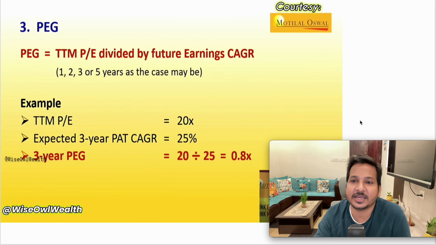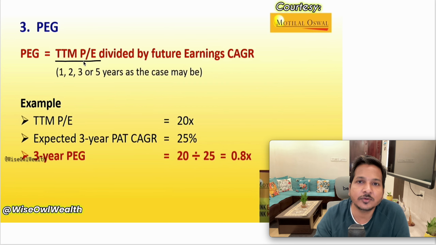Now next is PEG ratio. What is PEG ratio? It's simply PE divided by future earning CAGR. So PE ratio, you have TTM PE. This you will get on many sites. The 12 months trailing PE, you have to divide with future earning CAGR. Suppose 12-month trailing PE is 20x and expected 3-year growth rate is 25%. Your PEG ratio is 0.8.